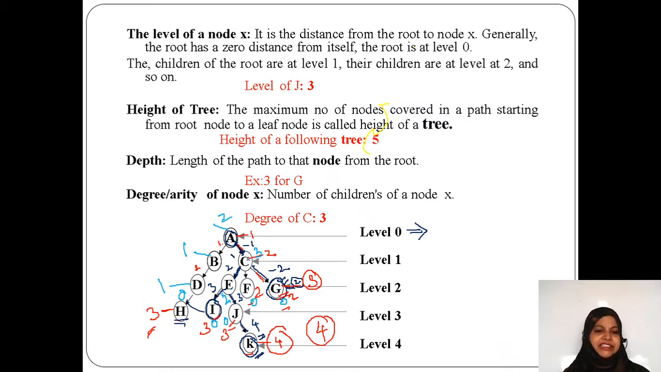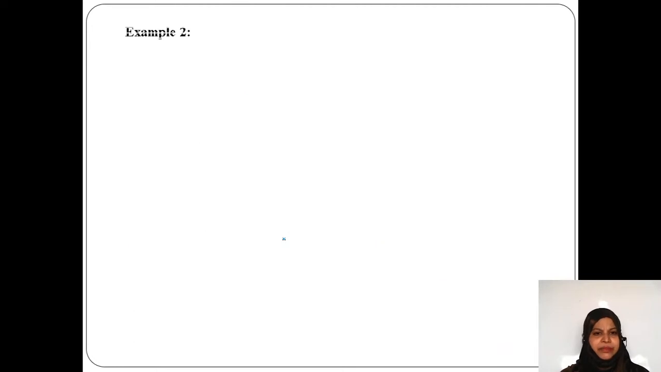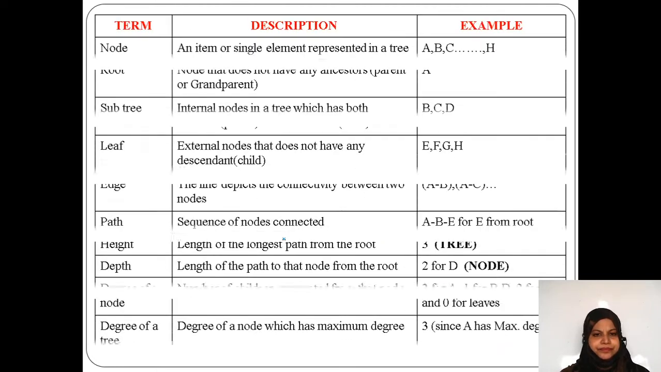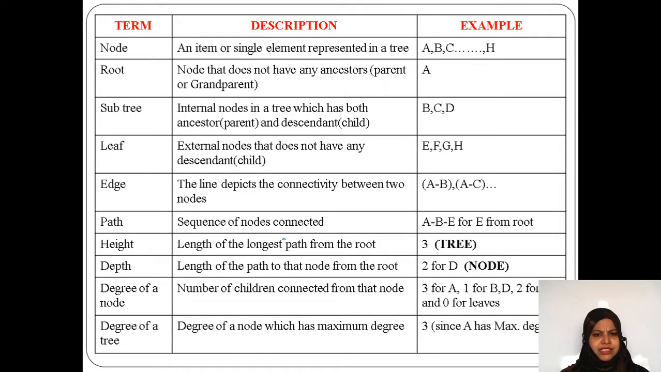Here the degree of a tree means the highest degree of any node is the degree of the tree. In this case, what is the degree of this tree? 3. Here the degrees of nodes are 2, 1, 1, 3. That's the reason the degree of the tree is 3, the highest number. So the highest degree of any node is known as the degree of that particular tree, right? Already you know all these things.